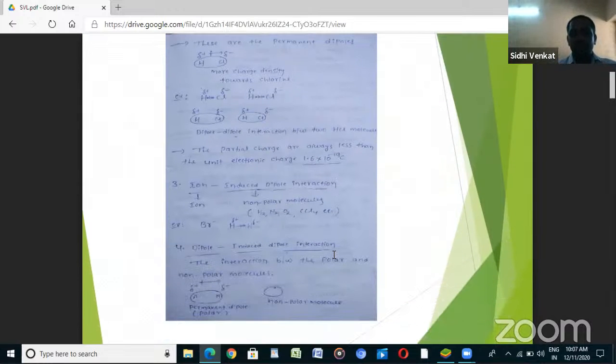What is the third type here? Ion-induced dipole. Look at this, ion and induced dipole. Induced dipole means non-polar molecules. Can you understand, student? What is the third force here? Ion and induced dipole interaction. What is it? The force of attraction between ions and non-polar molecules. What are non-polar molecules? That means there are no poles. Examples of non-polar molecules: H2, N2, O2, CCl4 and so on.